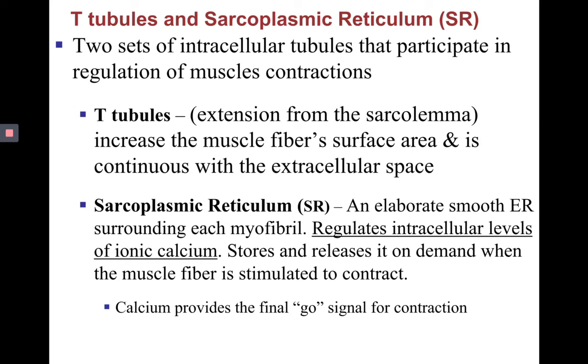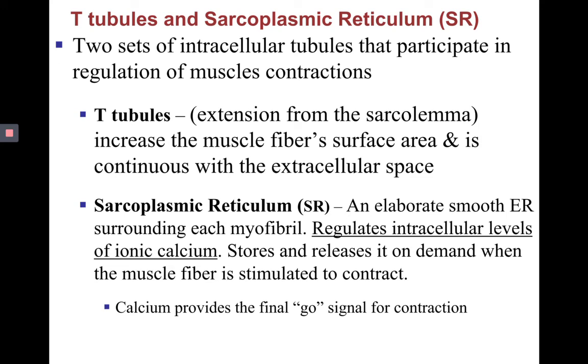Alright, let's move on to the T-tubules and sarcoplasmic reticulum. There are two sets of intracellular tubes that participate in the regulation of muscle contraction. One's the T-tubule, the other is the sarcoplasmic reticulum. Keep in mind that the T-tubule is an extension from the sarcolemma. I cannot point out enough that the T-tubule is connected to the plasma membrane of a muscle cell. I'll even say it again. The plasma membrane of a muscle cell is connected to the T-tubule.